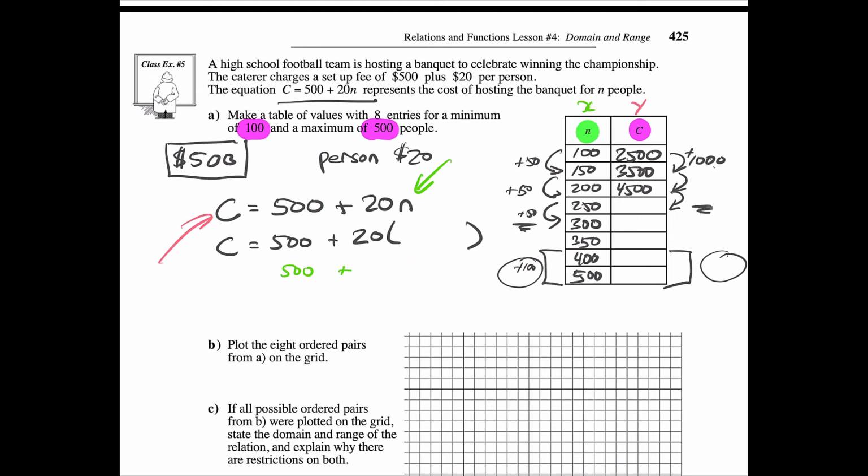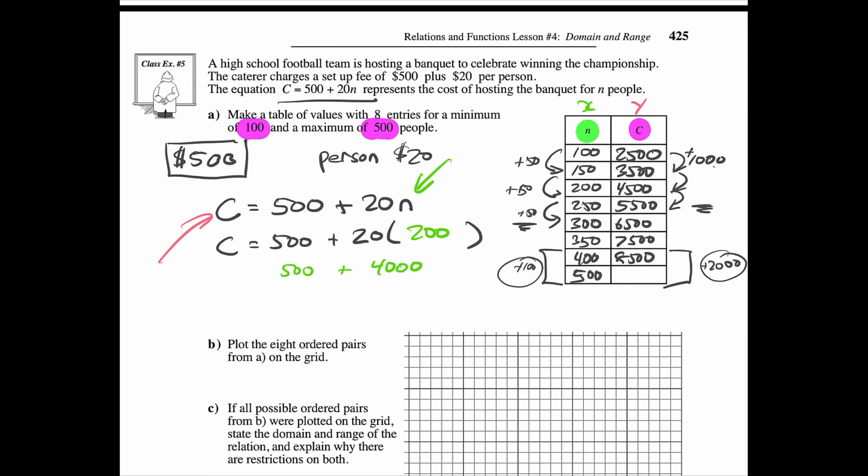So we'll replace this with our new n value of 200 people. 20 times 200 is 4,000, plus 500 is 4,500. That's correct. So it would now go to 5,500, 6,500, 7,500, 8,500, and the last one would go up by 2,000 because it's going to be double what the other one was. So this will be 10,500. Come on, pencil. Good. Okay, so there's our table of values all filled out.